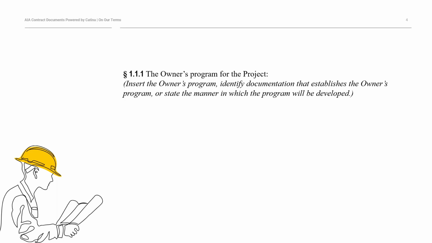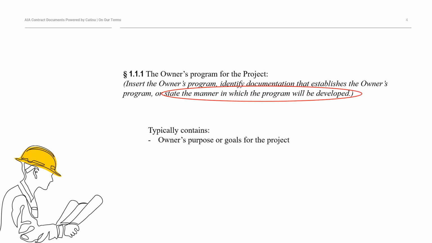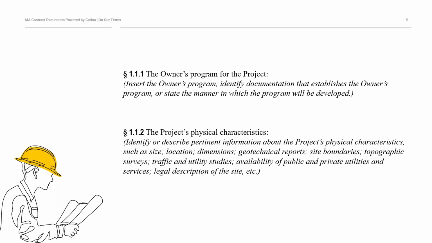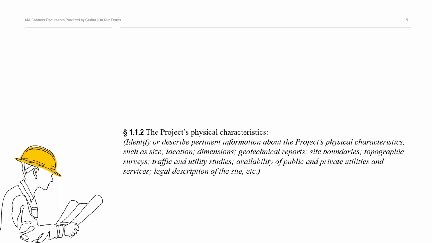By completing section 1.1.1, the parties can either insert the program, meaning copy and paste it right into the B101 itself. You can identify the documentation that establishes the owner's program. So that would be like you're describing the program as an attached booklet or attached sketch or however the program was put together. Or lastly, the parties can state the manner in which the program will be developed. So this would be like if the program does not yet exist. And like I said, the program typically contains the owner's purpose and goals for the project. So that's section 1.1.1.